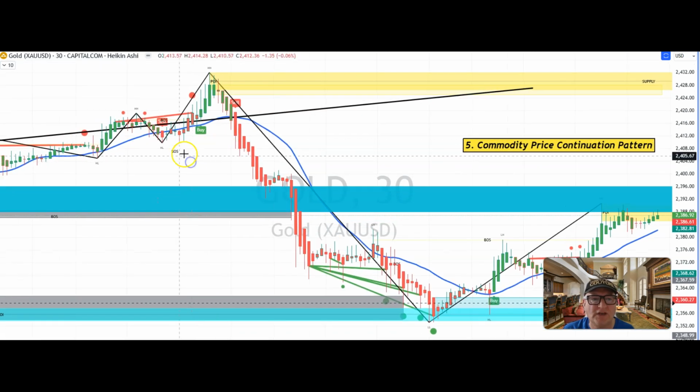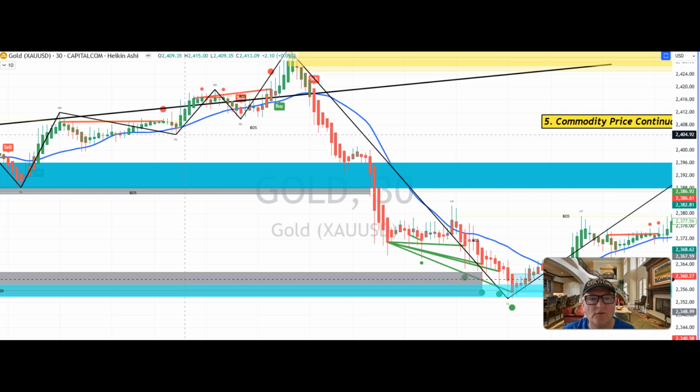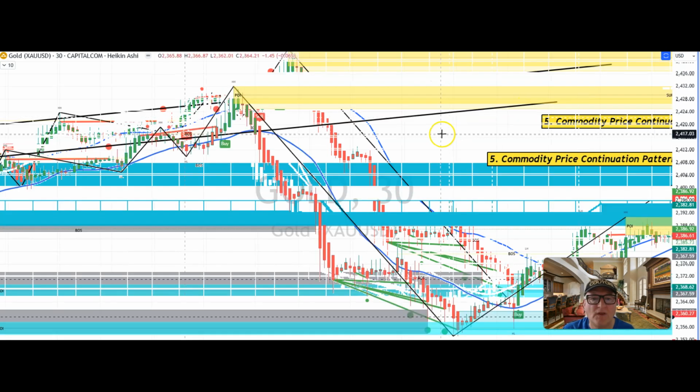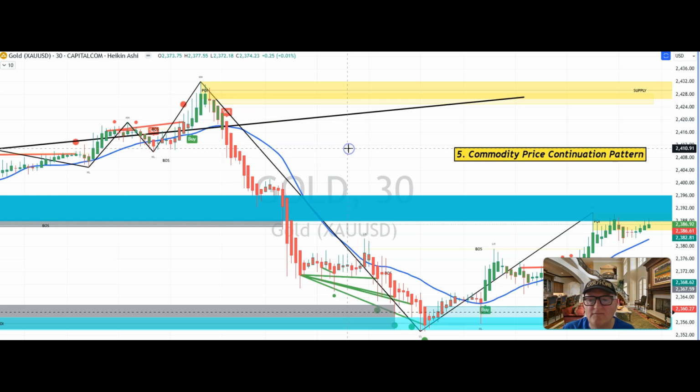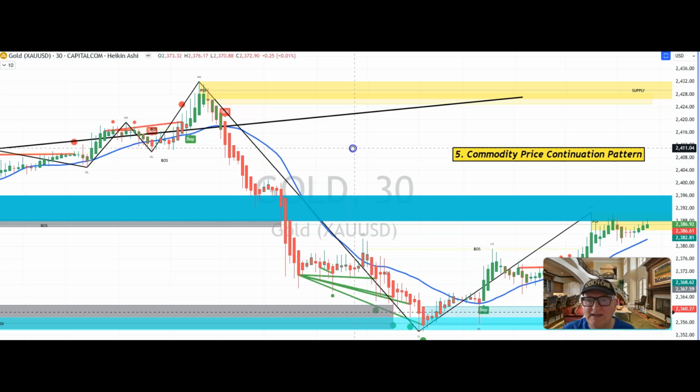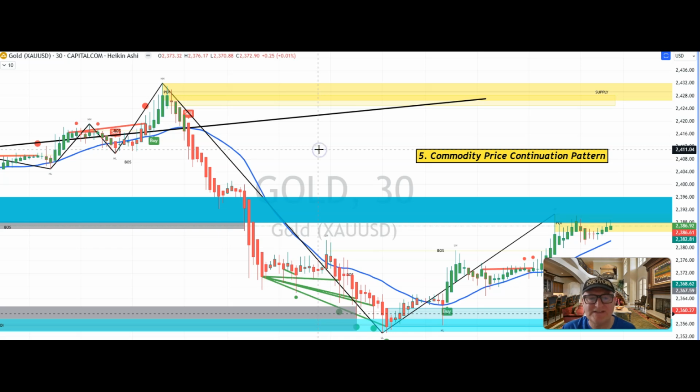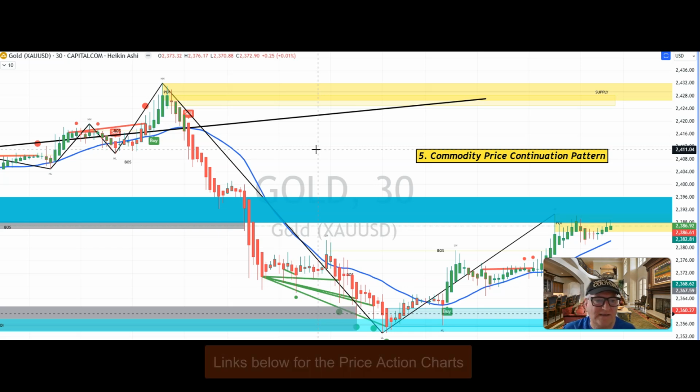Wait for the change of character, and you can wait for the break of the trend line and then go short there if you wish, or just wait for the sell signal and for the price to move below the blue line. Very straightforward, very simple. Don't complicate it. Don't make it more sophisticated than it is. Don't change the settings because they have been used for many years.